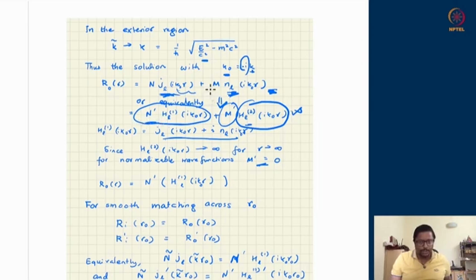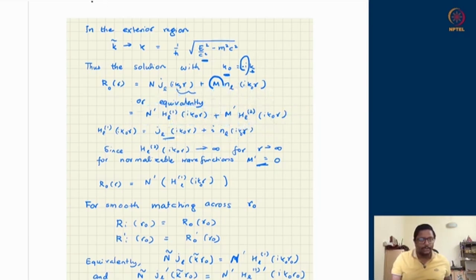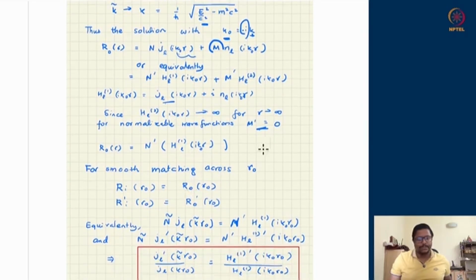That is equivalent to saying, if I want R to be a completely regular function in the exterior, m should be just iota times n, such that I can give this regular function. Okay, so this is the usual quantum mechanics stuff where you throw out the divergent problematic pieces and constitute your solutions accordingly. So inside I have solutions of JL, outside I have solutions of Hankel function.